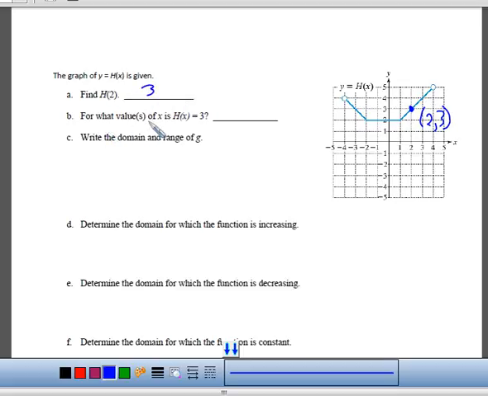For what values of x is h of x equal to 3? Well, we just found where h of x equals 3, which is right here. So 2 is one of them. But there's another one. If you follow this across, you'll see that the y value is still 3 here, but this time our x value is negative 3.